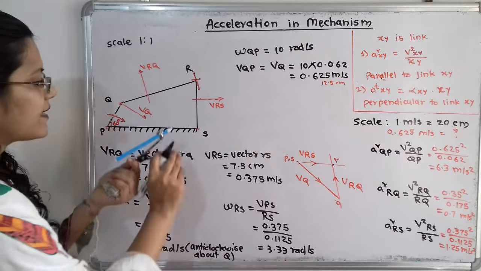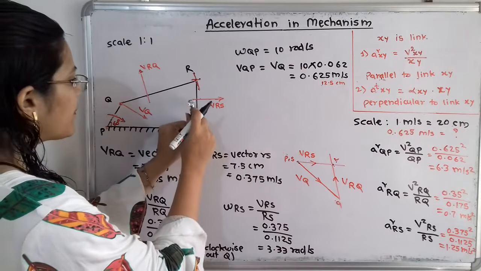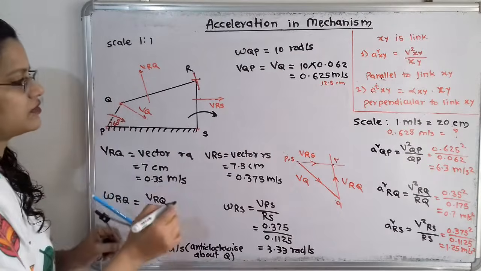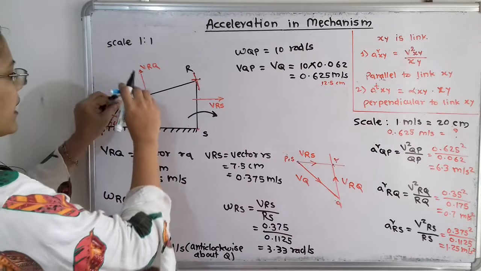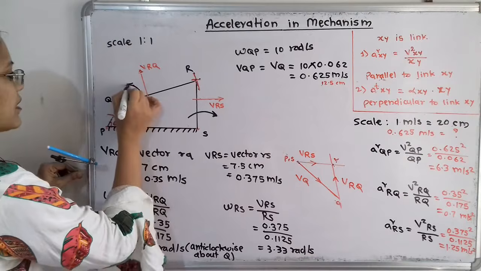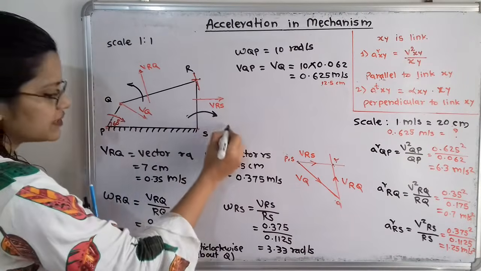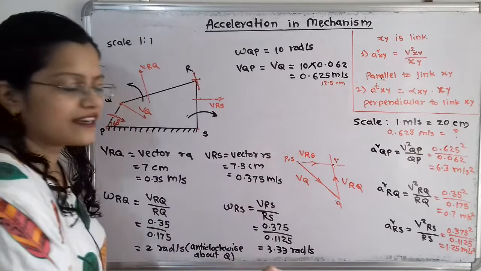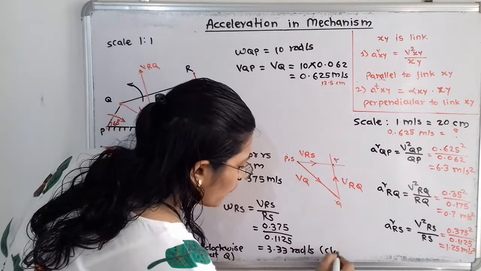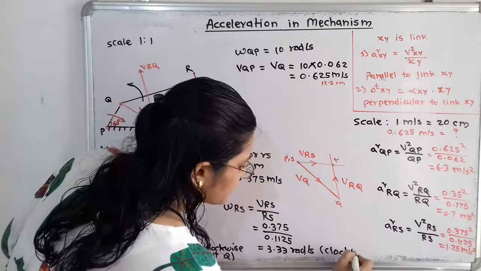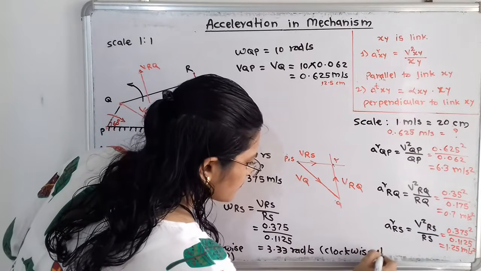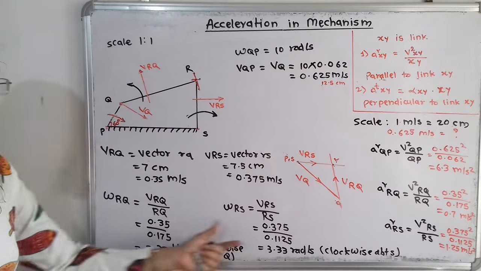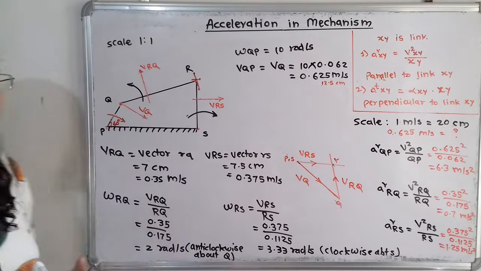If I take S as a center and move the compass in the direction of this velocity, this is the direction. So here also I will locate the direction, that is here. If we observe, this direction is clockwise about S. So how can we write the answer? We have to write clockwise about S. So these two calculations are completed.